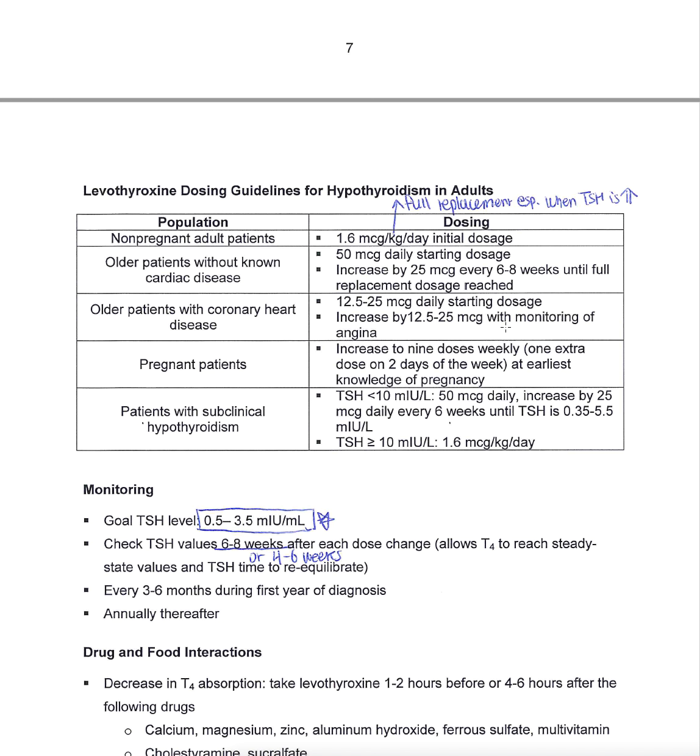So giving too much thyroid hormone at once can really trigger some cardiac adverse reactions. It can cause atrial fibrillation, can cause even heart failure and MI. So we have to be very careful starting at a low dose and titrate slowly.